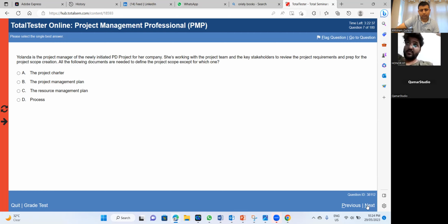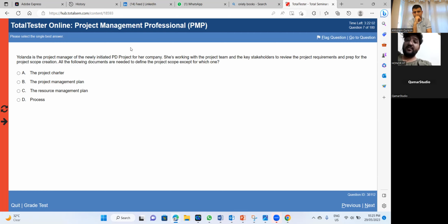Because if scope is there, then I need to manage my project management plan. I need to allocate the resources also. I think the process will come in any of the three above, like how we are going to do things. At the execution level, maybe we will be discussing the process. Yes, but at the top level, there will be only scope.